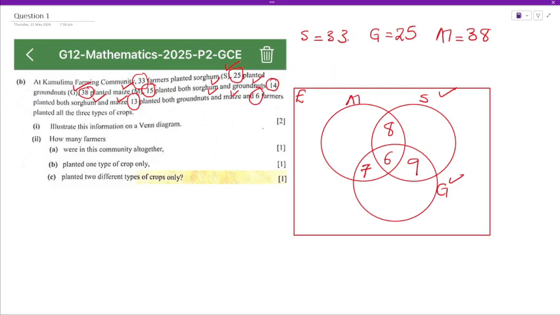We're told the set for sorghum should have a total of 33. So when you add everything in this set for sorghum, the total should give you 33. Already we have an 8, we have a 6, and we have a 9. So we need to add what we have and then subtract from 33 to find the remaining value to place there. So allow me to punch on my calculator.